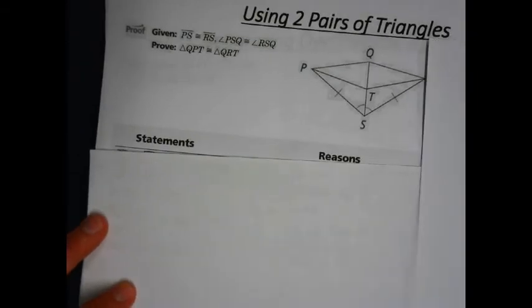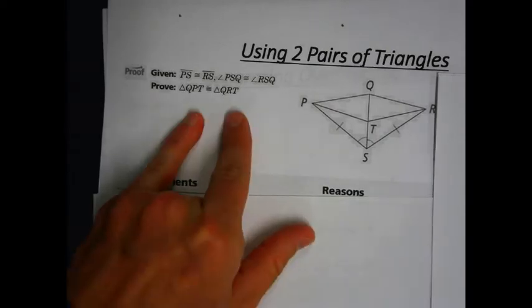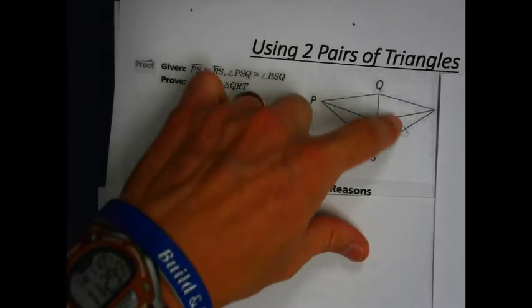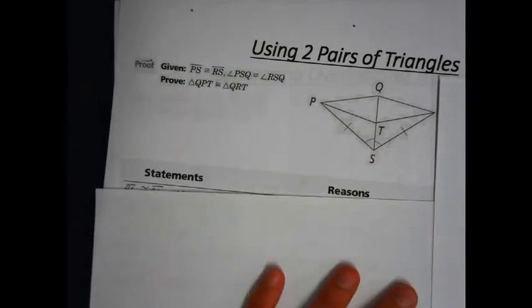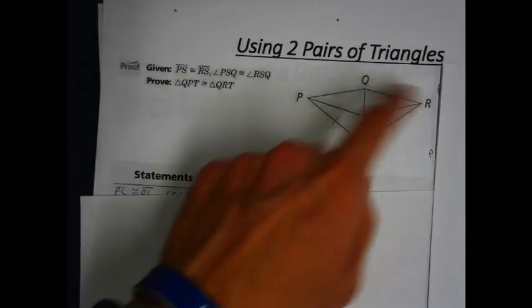So here we go. Given PS is congruent to RS and angle PSQ congruent to angle RSQ, find two triangles, QPT, QRT. What is going on? How many triangles do you see? Well, hopefully you see quite a few. 1, 2, 3, 4, 5, 6 triangles. We're actually not going to use those little ones down there, although we could separate them out. Now we're trying to prove QPT is congruent to QRT.